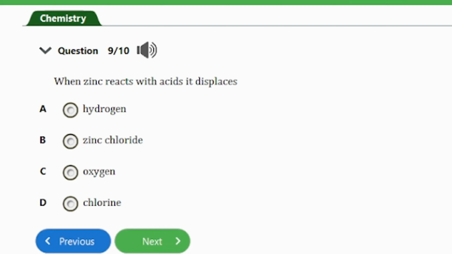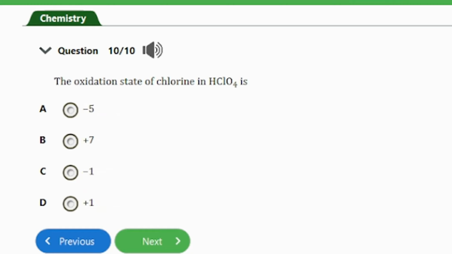Question number 9. It says, when zinc reacts with acids, it displaces A, hydrogen, B, zinc chloride, C, oxygen, D, chlorine. So guys, the answer to this question is option A, and that's hydrogen. So let's consider the next question.